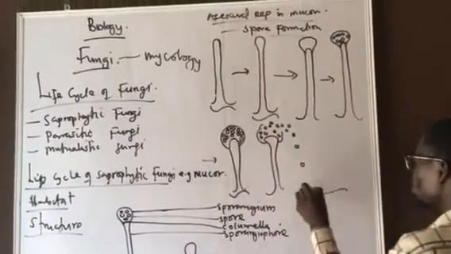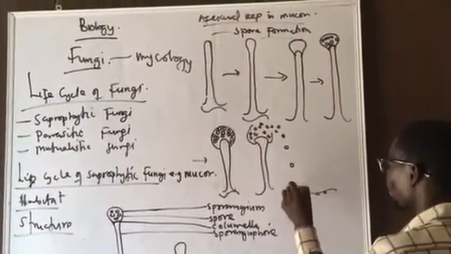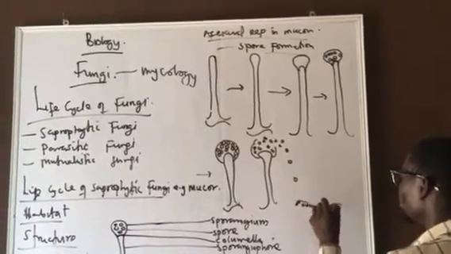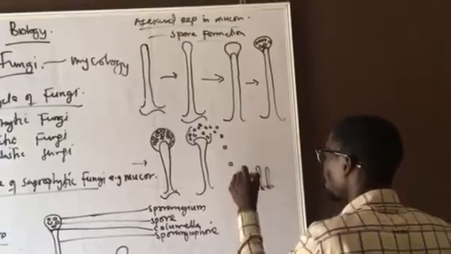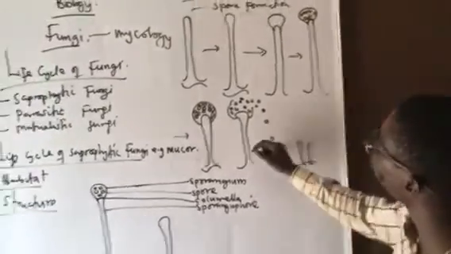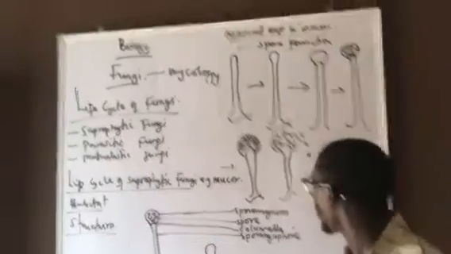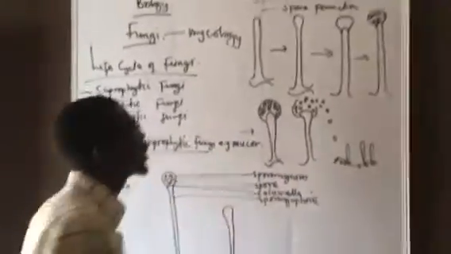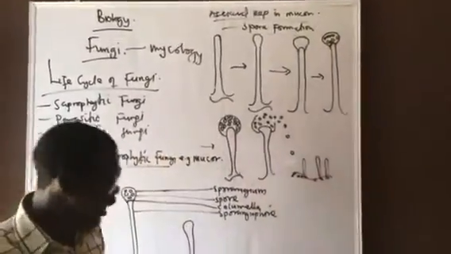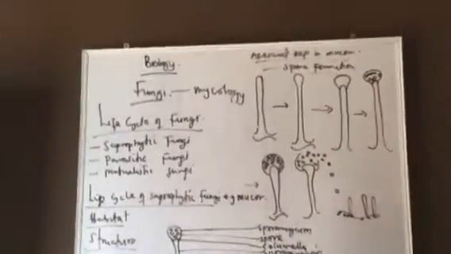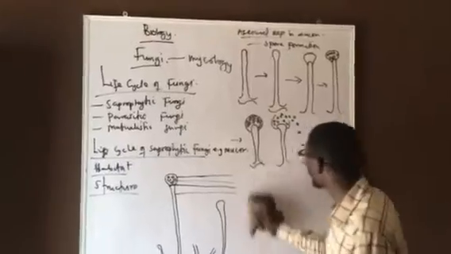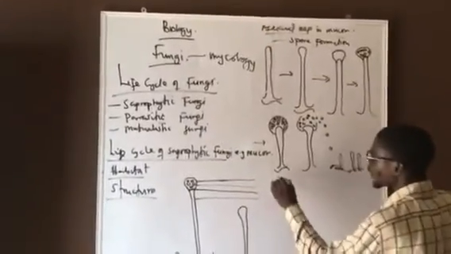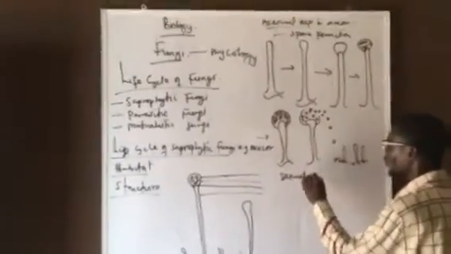So let's say this is the substrate. The spores that find themselves in a favorable condition will germinate into a hypha. So that is how asexual reproduction occurs by spore formation in mucor. Then next we move to sexual reproduction in mucor.